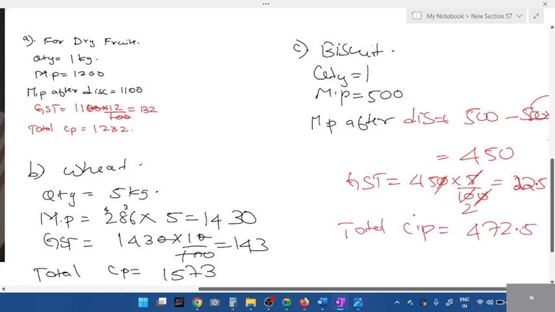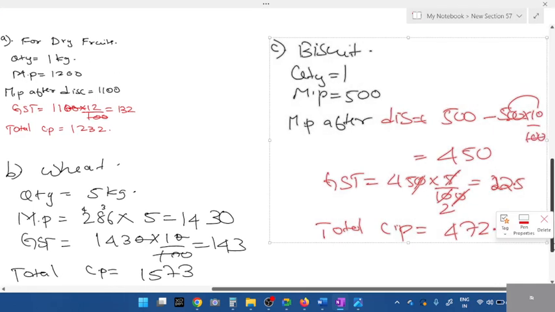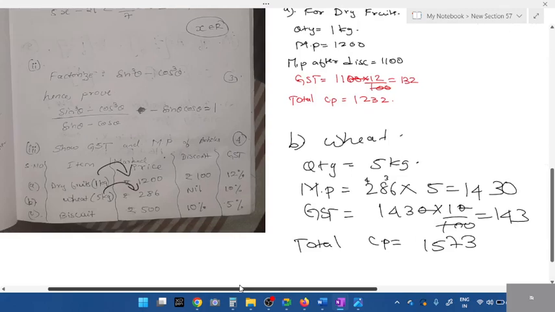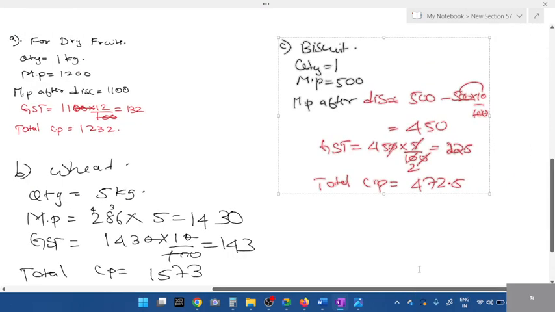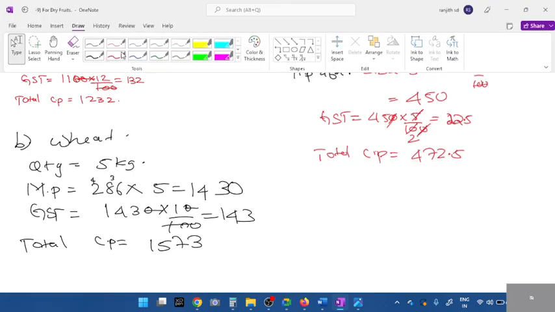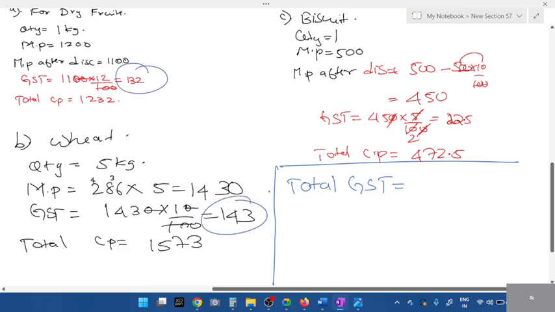Did we find all the values? Okay, this is how we have to solve. Then see, they have asked us to find GST and mark price. So if you're not sure, write all the values. For a 3 marks question or 4 marks question, you'll get 3 marks for this and 1 mark for writing the total. You can write total GST. Any bill, this is how you solve, students. Take total GST: 132, 143, 22.5.